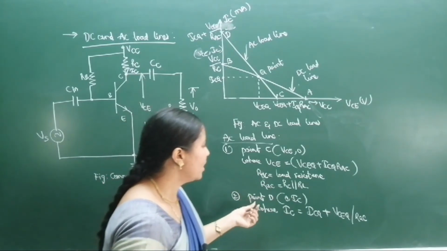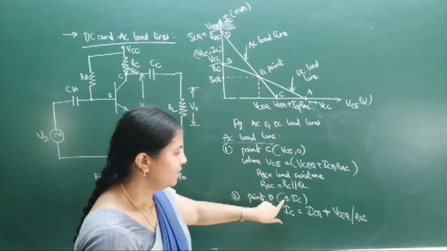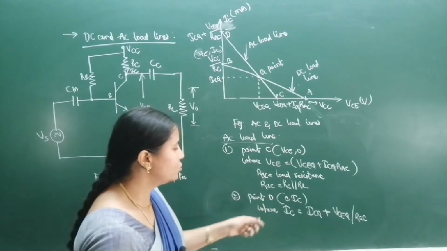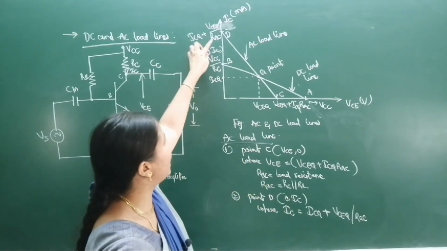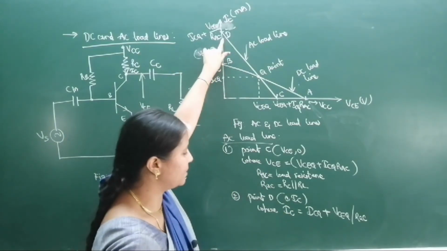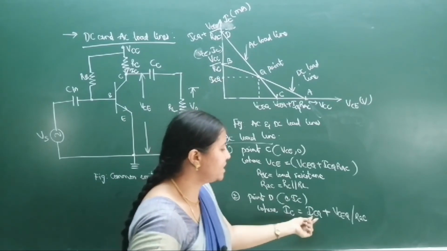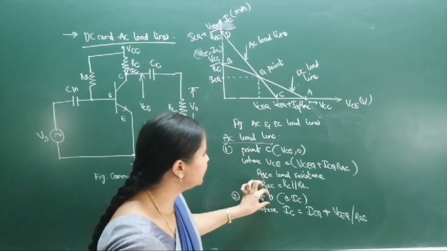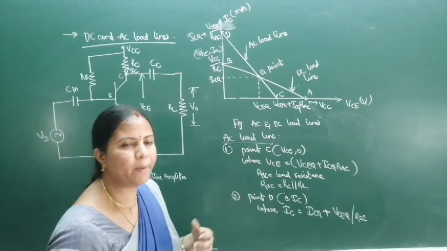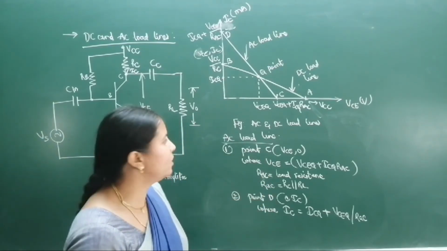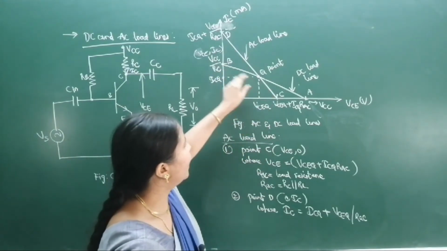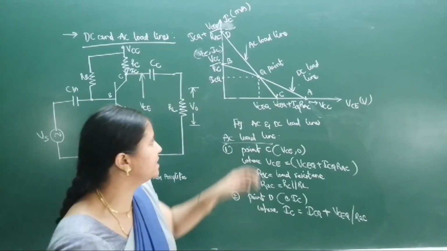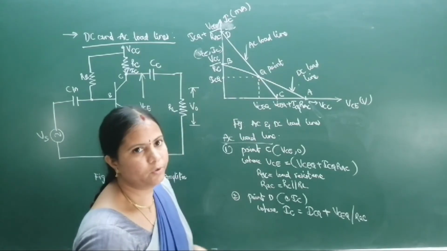Now coming to the point D, where we substitute VCE equal to 0, that is 0 comma IC, where IC is the maximum collector current. At the point D, IC equals ICQ plus VCEQ by RAC. So by combining these 2 points, when you are applying the input signal, you will get the AC load line. So combining C and D, the intersection of the DC load line and AC load line is nothing but the operating point Q.